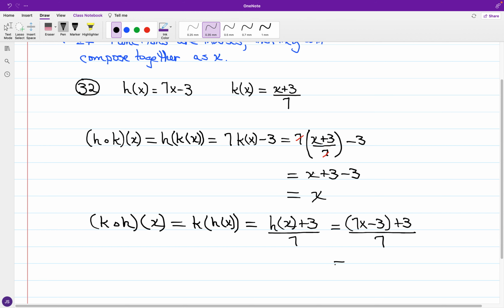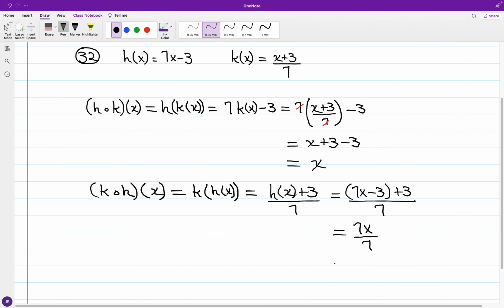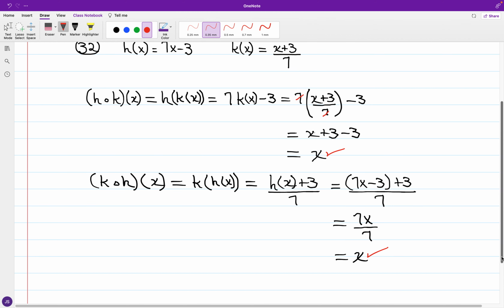What's going to happen is that the negative and positive 3 will cancel, and we got the numerator with 7x remaining. And so we have the ratio 7x over 7, and that's going to go to x. So we have both compositions landing at x, and so for these functions, yes, they are inverses.